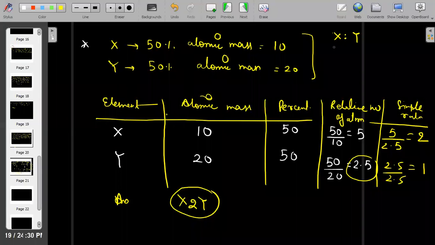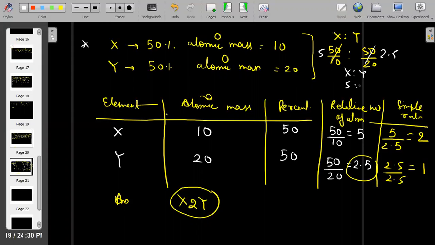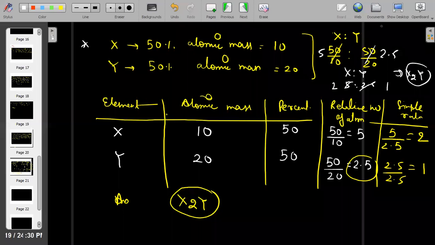I will do it like this. For X, what is the number of moles? Given mass 50 because percentage is 100, so given mass 50 upon atomic mass 10, and given mass 50 upon atomic mass 20. After dividing, what are we getting here? That is 5, and here it is 2.5. We know X tends to Y. 5 tends to 2.5. The simplest ratio is 2.5 into 2, so X 2 times, Y 1 time. Look, I have only 37, only 30 seconds I took to solve this question.